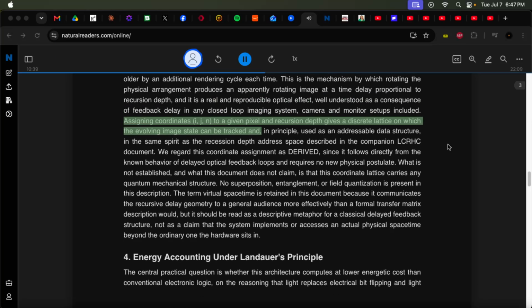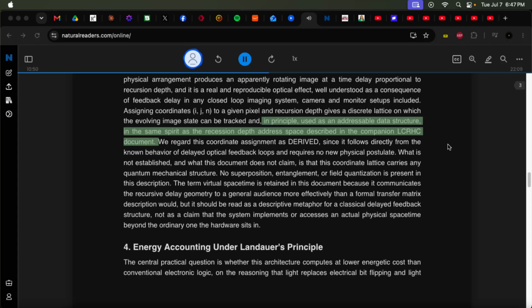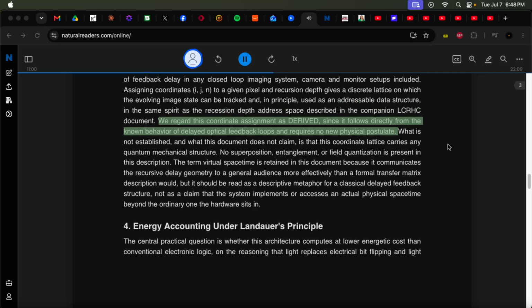Assigning coordinates to a given pixel and recursion depth gives a discrete lattice on which the evolving image state can be tracked in principle, used as an addressable data structure, in the same spirit as the recession depth address space described in the companion NCRG003 document. We regard this coordinate assignment as derived, since it follows directly from the known behavior of delayed optical feedback loops and requires no new physical postulate.